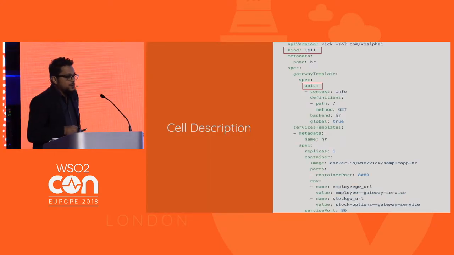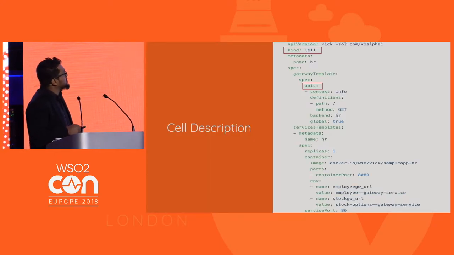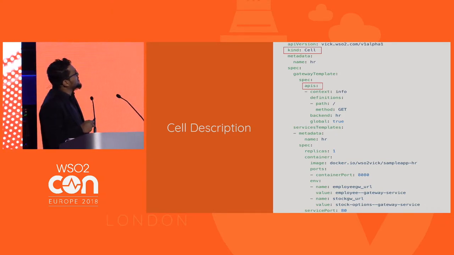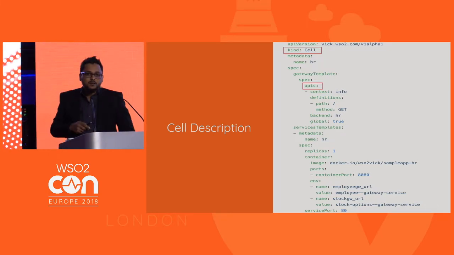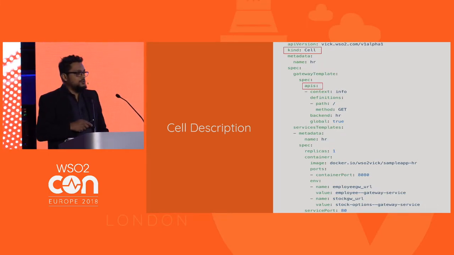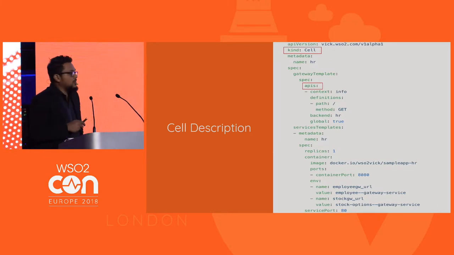This is a Kubernetes YAML file, which is a cell description. The interesting thing is we have a kind called cell, right? By default, Kubernetes doesn't have this kind of resource. This is a custom resource. I'll talk about that.